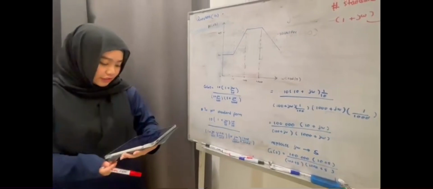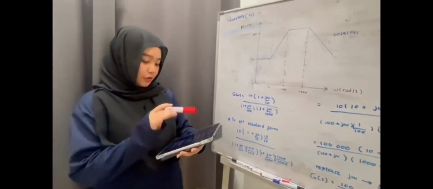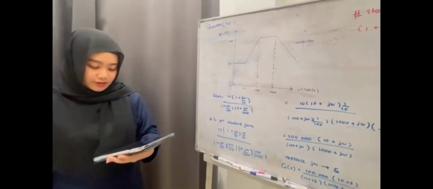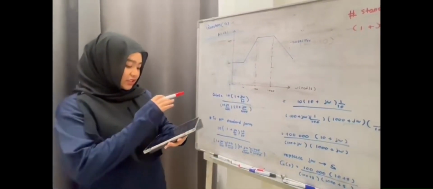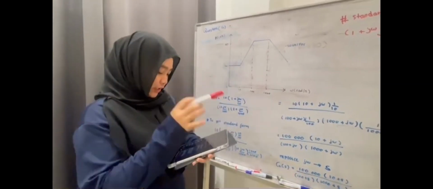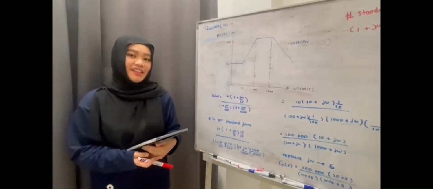So that's all for today. To summarize, we read the slope and breakpoint from the plot to find the poles and zeros, then write the transfer function in omega, and finally convert it into s to get the standard form. So that's all. Okay, thank you.